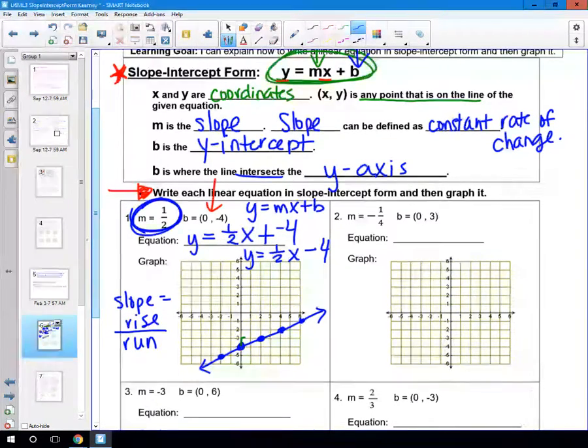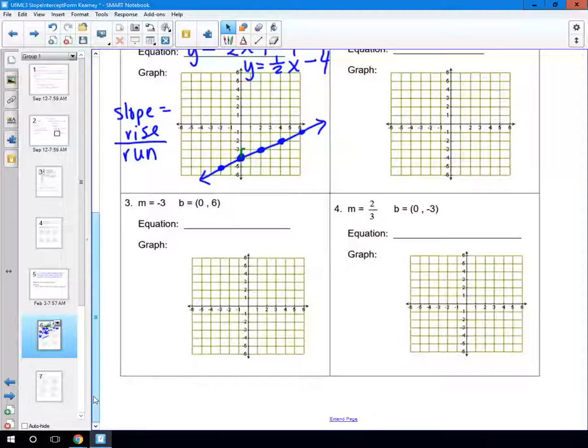Okay? So just to recap, I wrote it in y equals mx plus b, which is slope-intercept form. It's got my slope and it's got my intercept. And then I put my point at my y-intercept, and then I use my slope to graph it from there. Okay? So I'm going to do one more with you, and then I think you guys are good to go. So let's look at number 3.